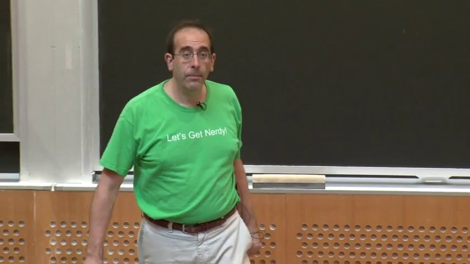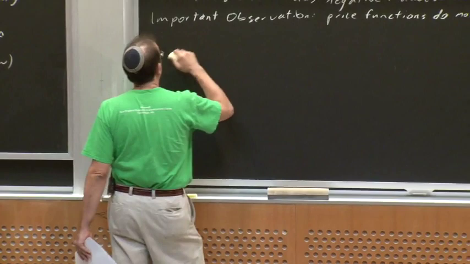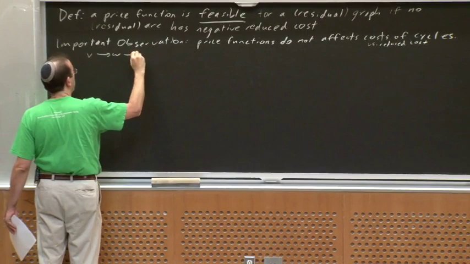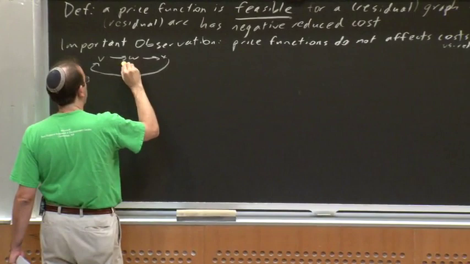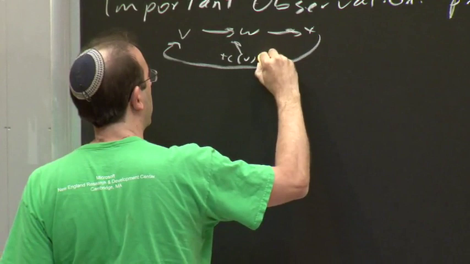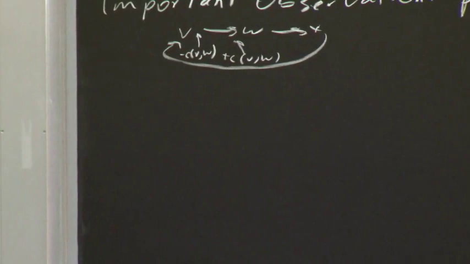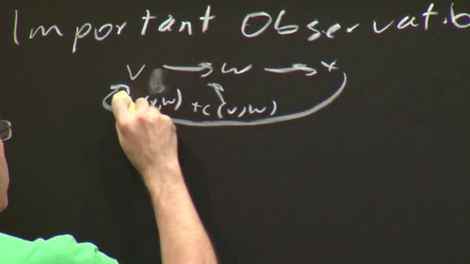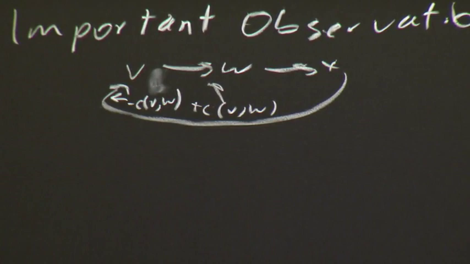Yeah? Everything cancels, the fees and prices. Everything cancels, right? So you have cancellation. If you go V, W, X, and back, then you get a plus C of EW over here, but you also get a minus C of EW over here, and they cancel out. So when you add up the cost of all the edges, the pluses and minuses cancel out. So the cost of every cycle is unchanged by the introduction of a price function.